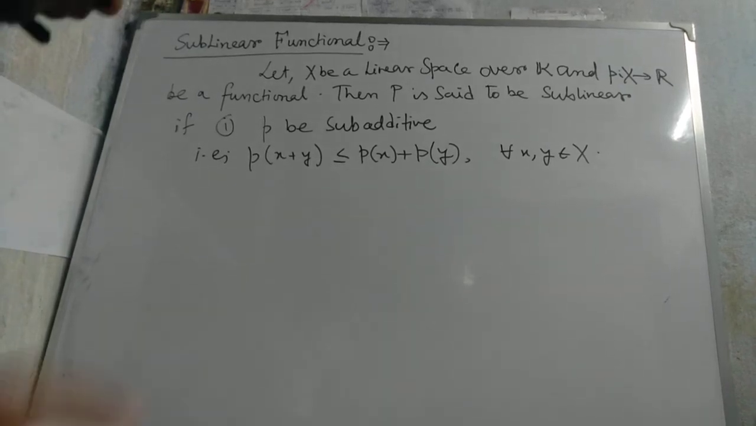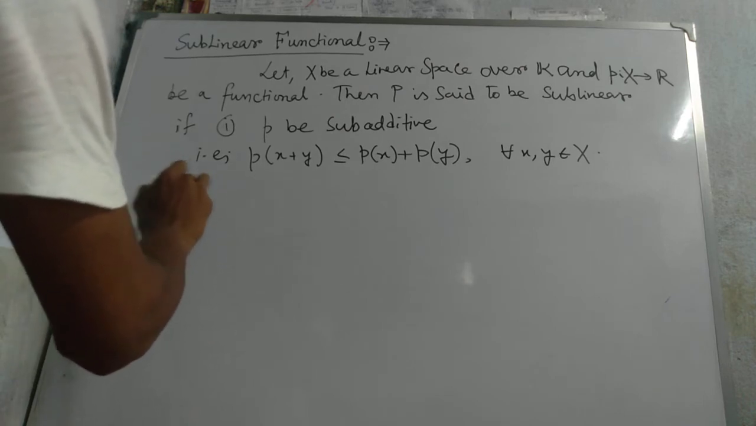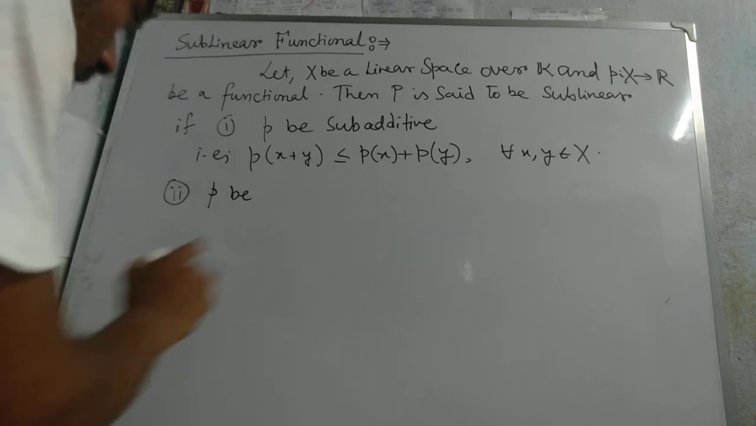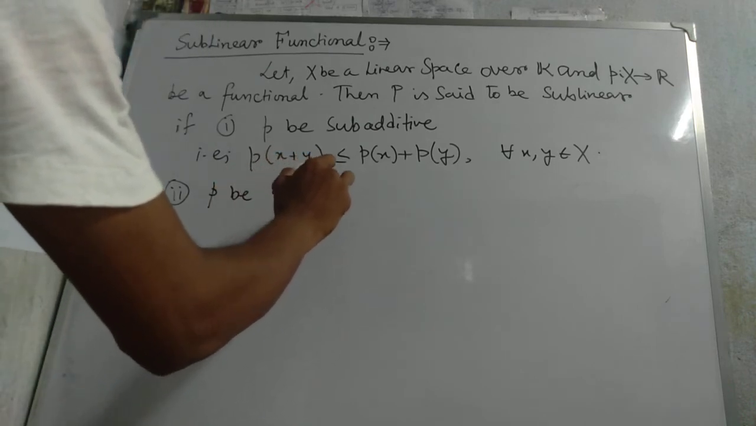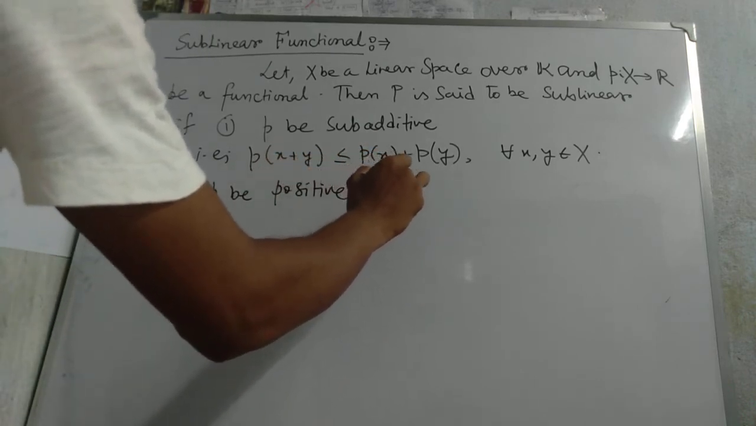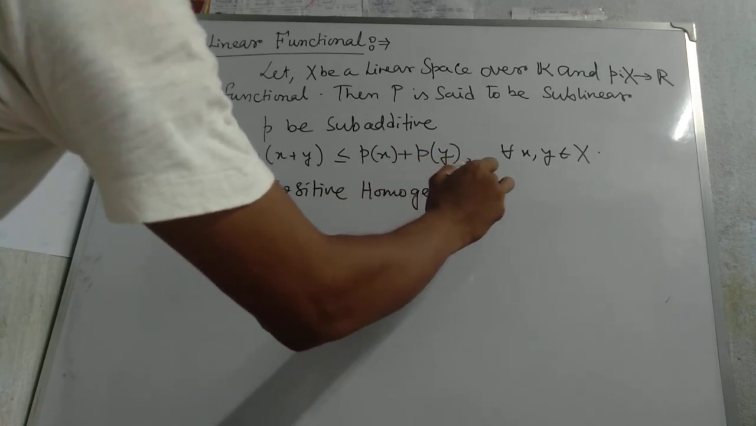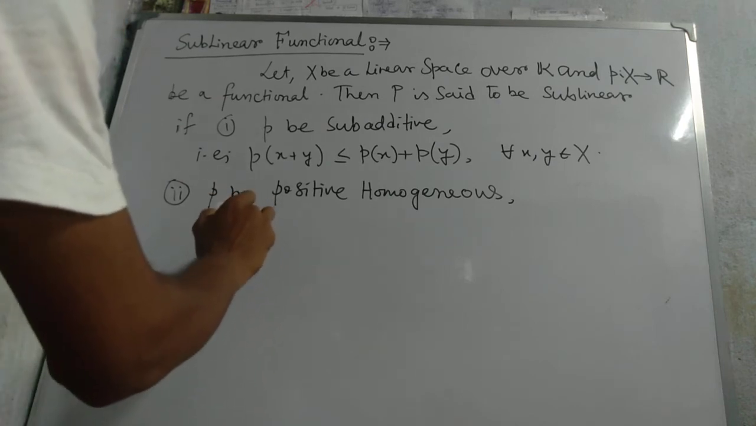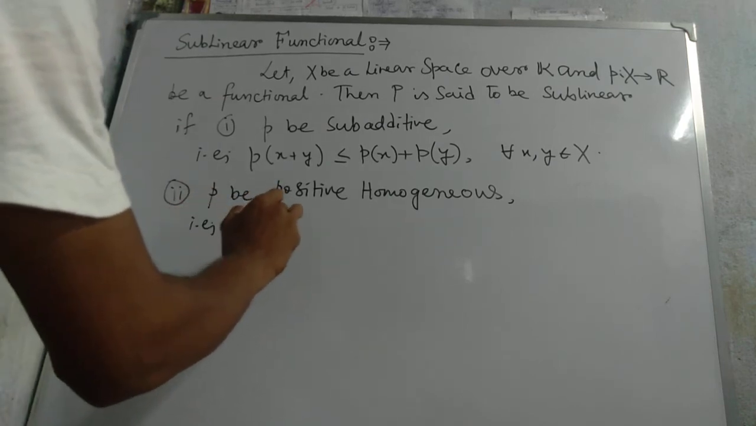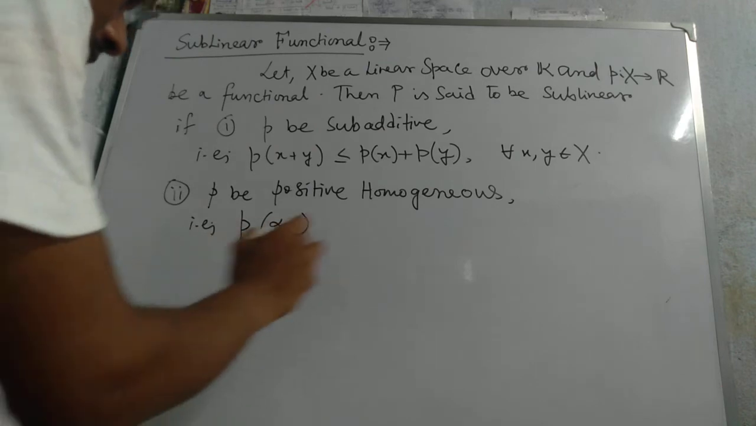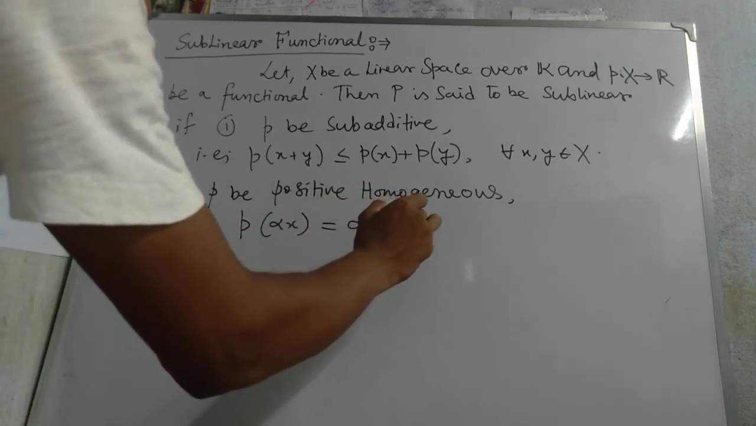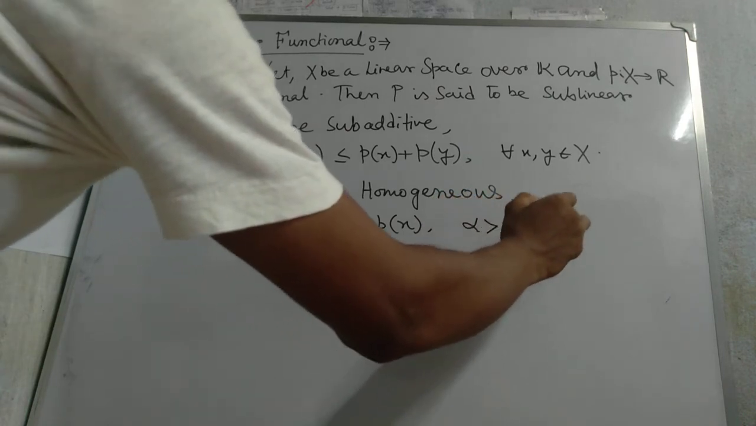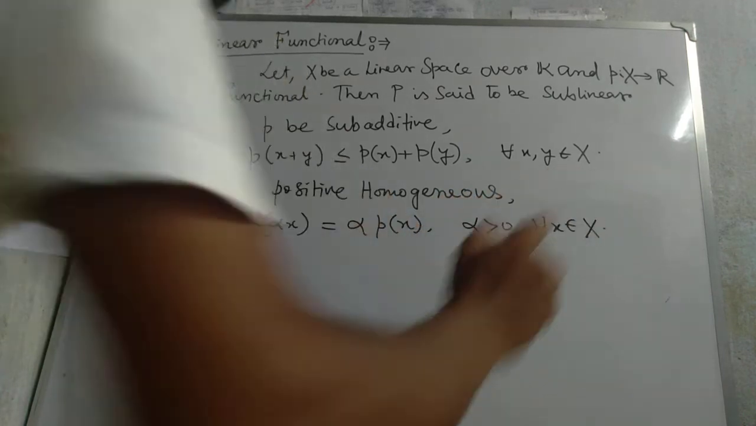And number two, P is positive homogeneous, that is P of (alpha x) equals alpha times P of x, where alpha is greater than 0 and for all x belonging to X.